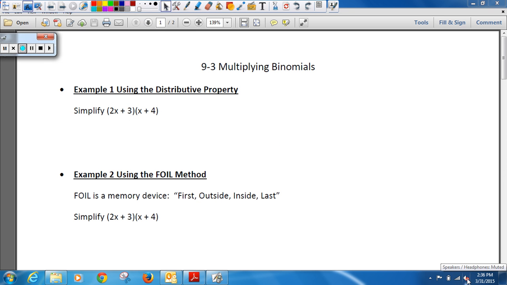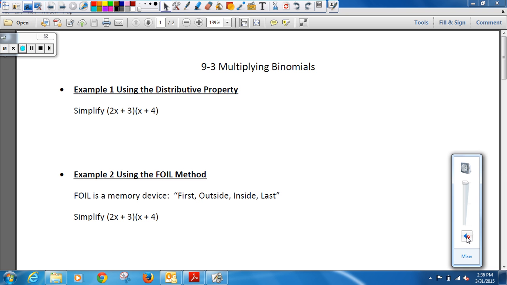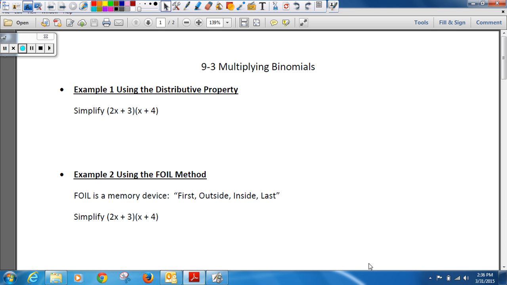Okay, today we'll be doing 9-3 multiplying binomials. Example 1 is using the distributive property. So there are going to be two methods. I'll show you both, and you can use whichever method you find the easiest. So using the distributive property is always like we do the distributive property.